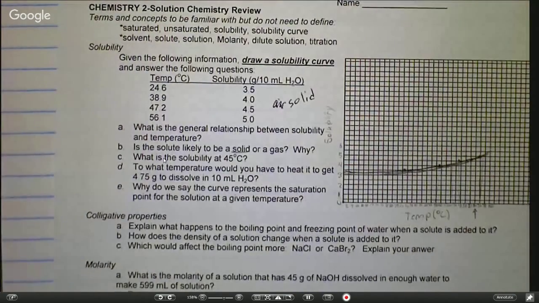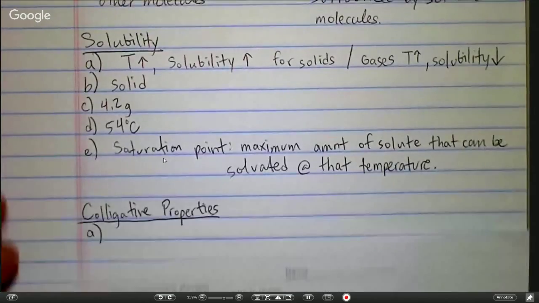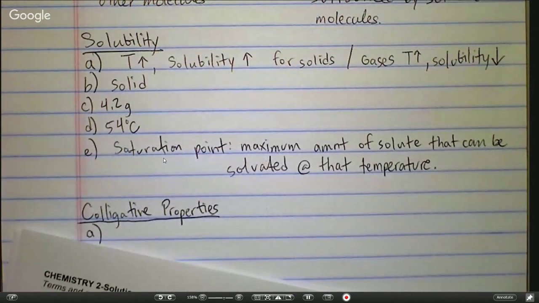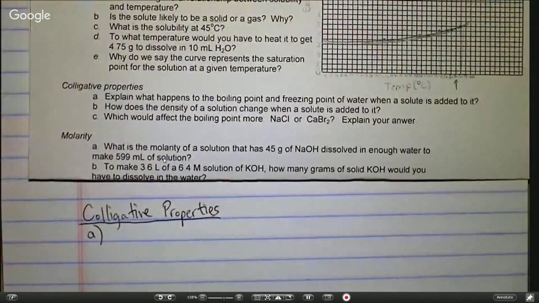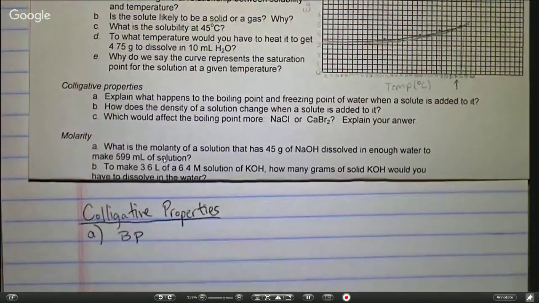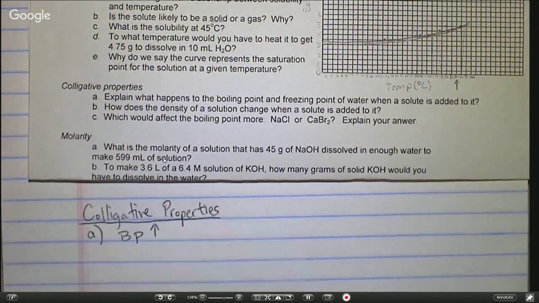So for A, I'm going to bring this up back to the top here. So for A, what happens to boiling point? What do we call it for boiling point? Elevation or depression? Elevation. So what does that mean for boiling point? What's happening to it? It increases. So boiling point is going to increase, right? We call that an elevation.